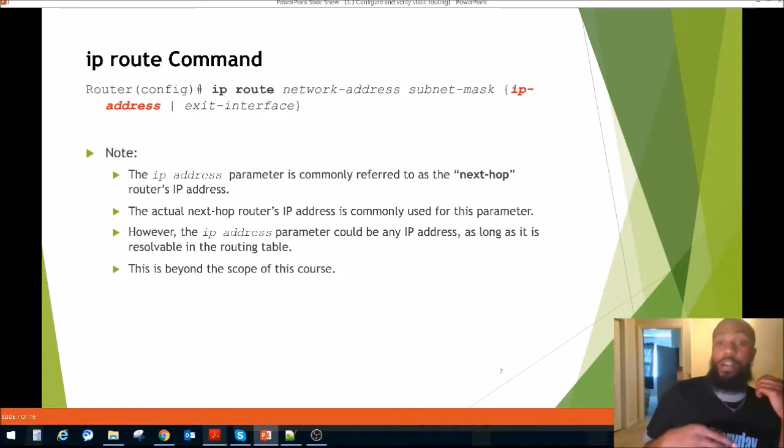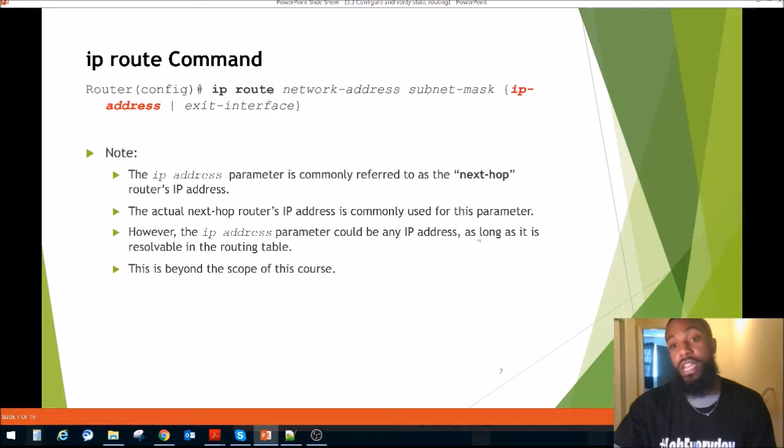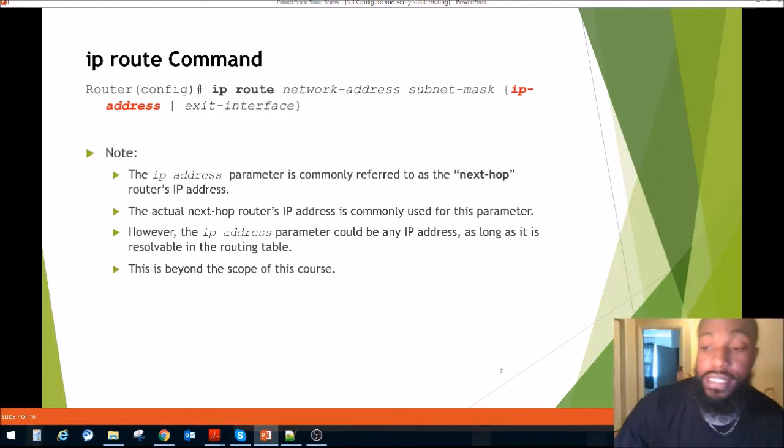Where your router will come in is if you need to do the exit interface, not the IP address, but the actual interface, whether it's a gigabit or fast Ethernet or serial, whatever. And as you can see, it says here, however, the IP address parameter could be any IP address as long as it's resolvable in the routing table. This is beyond the scope of this course. That's probably a CCIE topic. That's probably why it says that there.